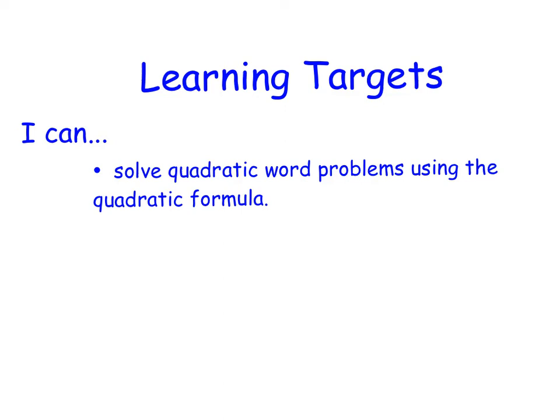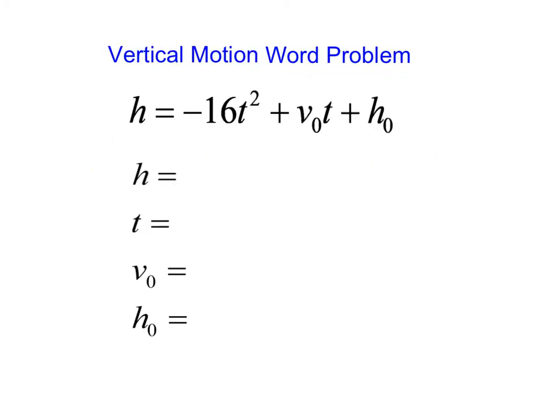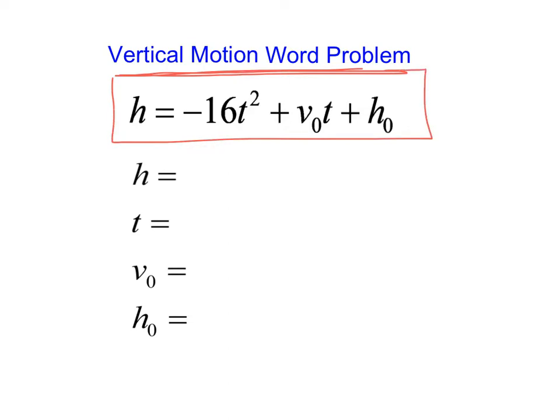In this video, we're going to solve quadratic word problems by using the quadratic formula. The first type of word problem we're going to look at is these vertical motion word problems. Make sure you have this generic equation written down in your notes: h, or our height, equals negative 16t squared plus v sub 0 t plus h sub 0. And then remember what these variables mean.